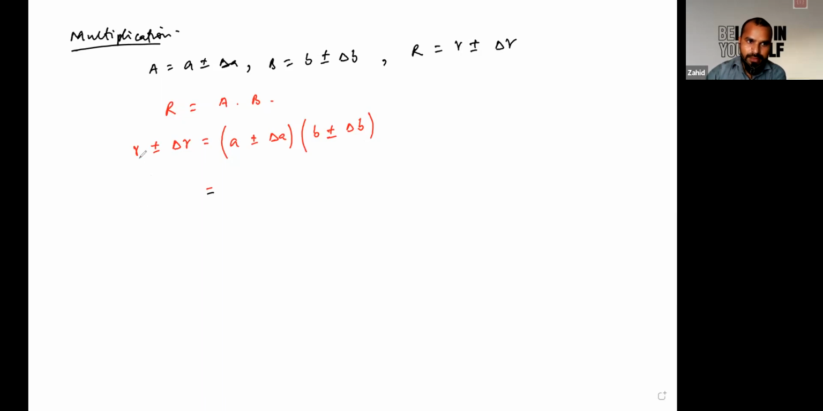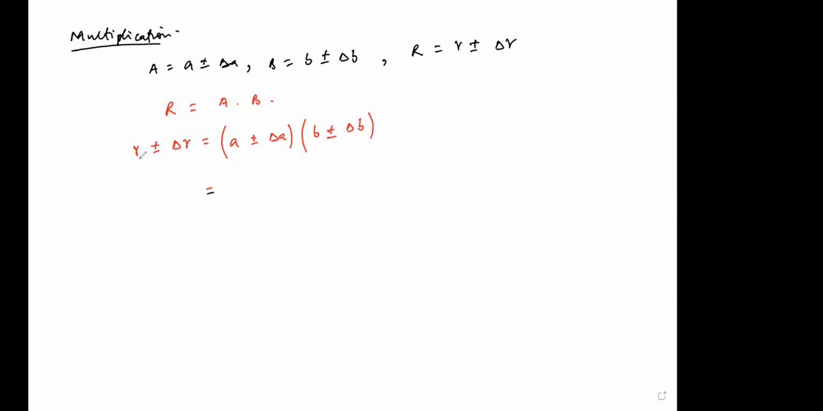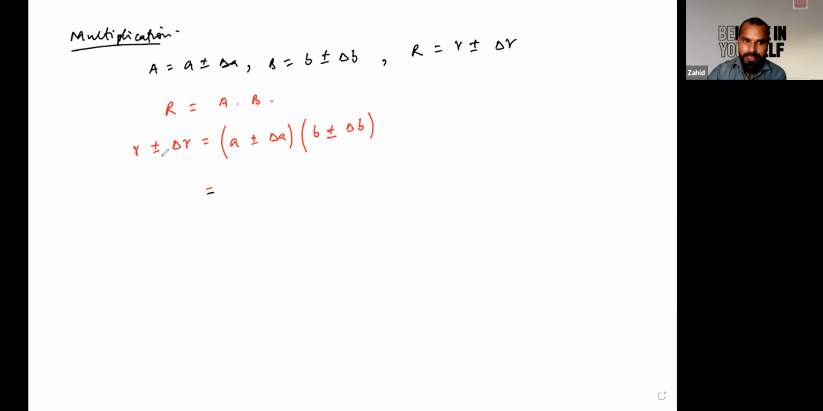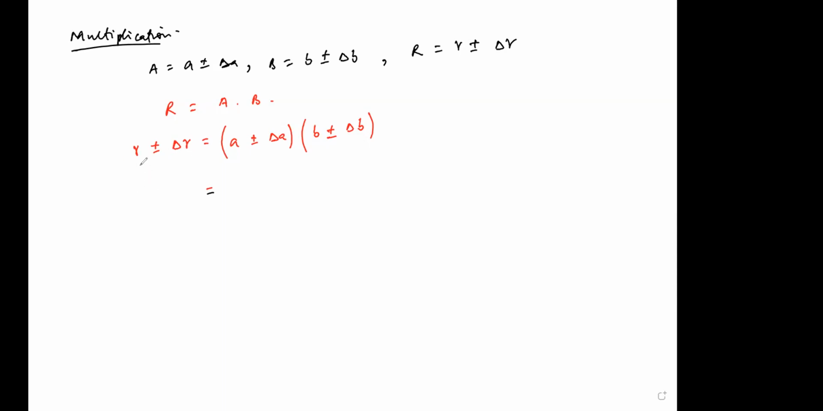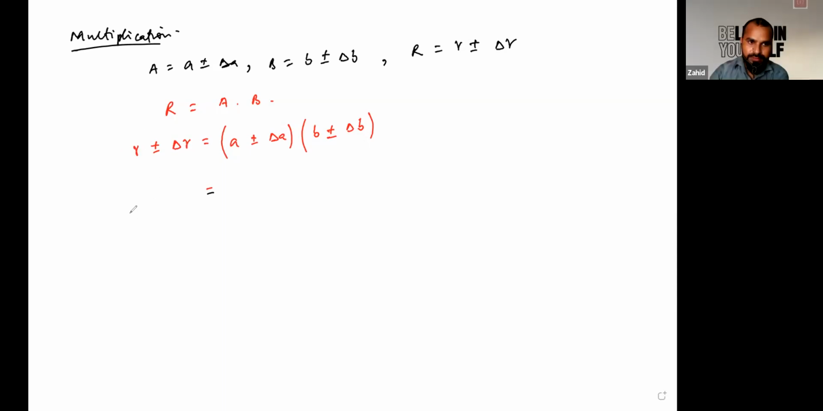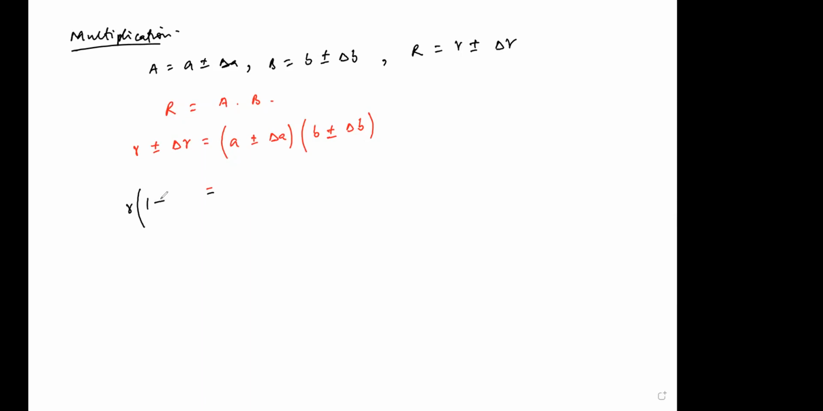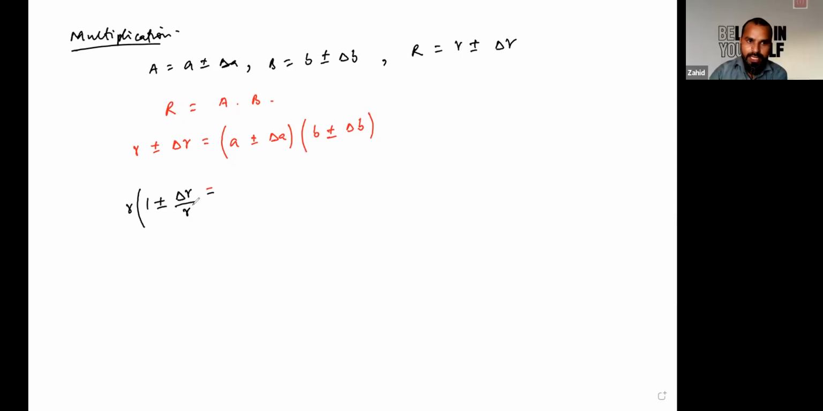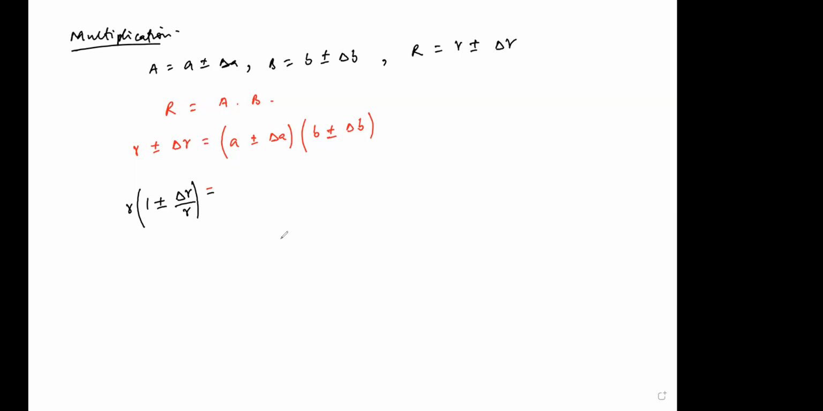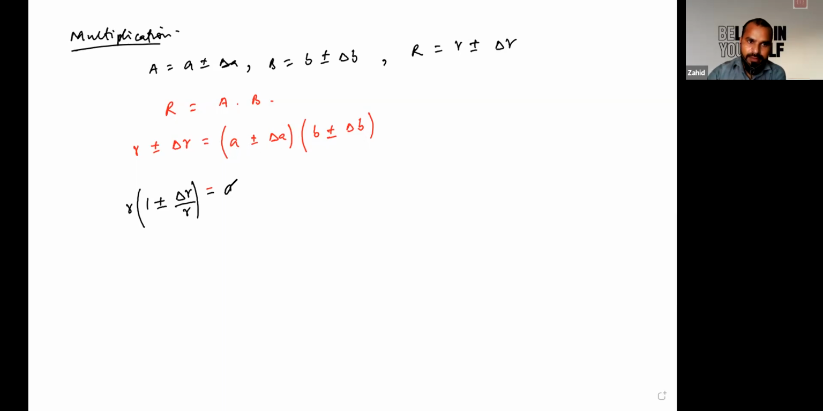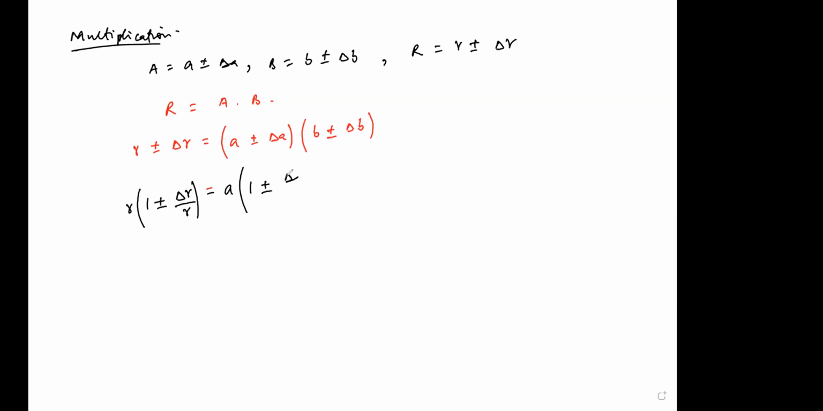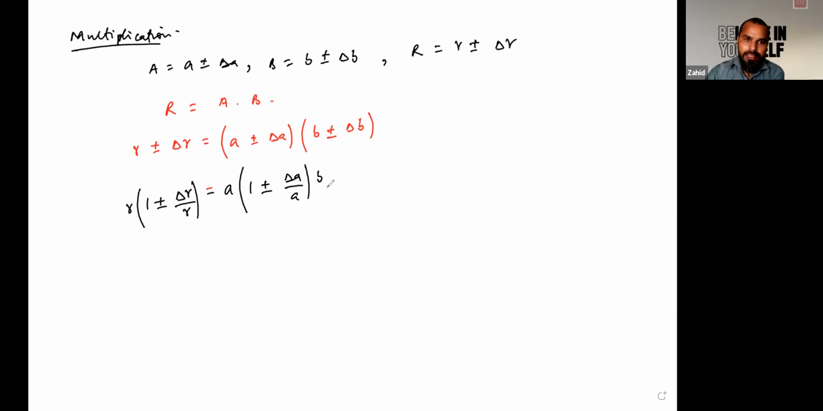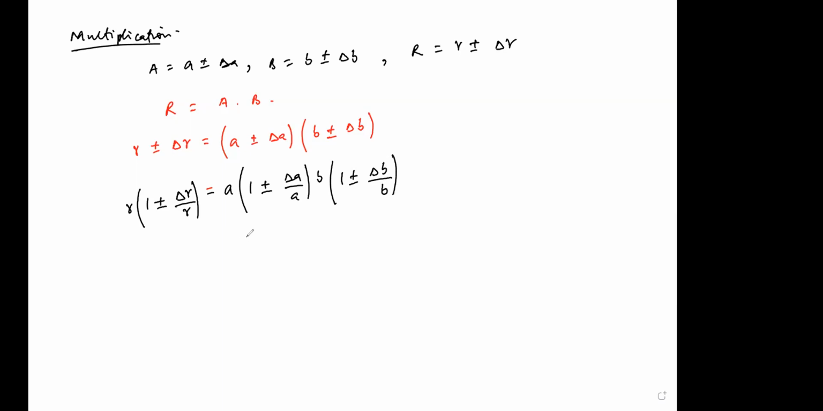to make some particular term common from either two terms. Suppose I am taking R as common from these two terms, so it will be R times 1 plus minus delta R over R. Is it right? Yes, sir. Similarly, from this particular term, take A as common, so it will be A times 1 plus minus delta A over A, and similarly B times 1 plus minus delta B over B. Now expand using distributive law.